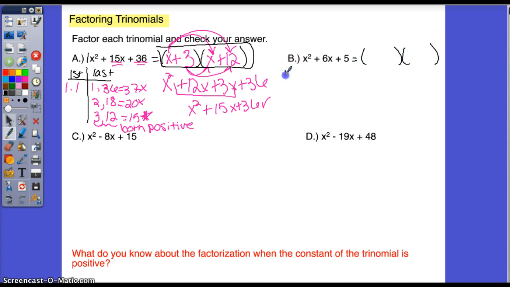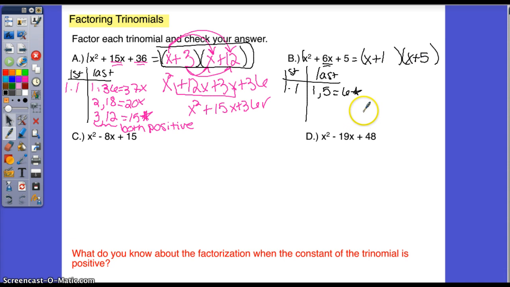Now we're going to find the factors of the first and the last term. The first one is still just 1 times 1. The last one, factors of 5. Well, the only ones are 1 and 5 because it's prime. So 1 plus 5 is 6. That is my middle term. Oh, they're both positive again. So I get x plus 1, x plus 5.